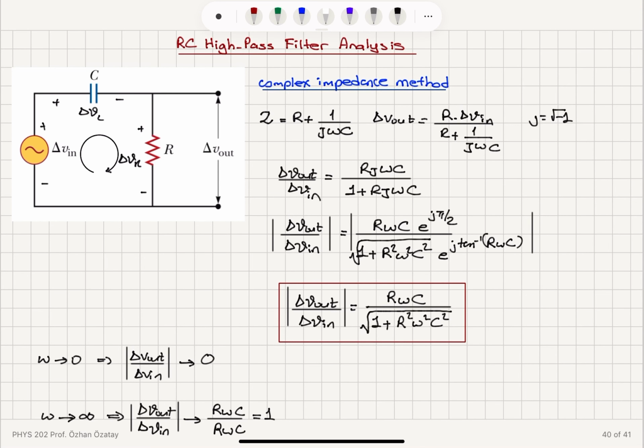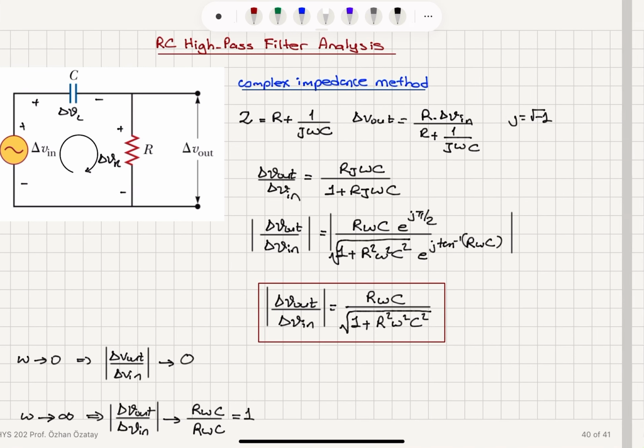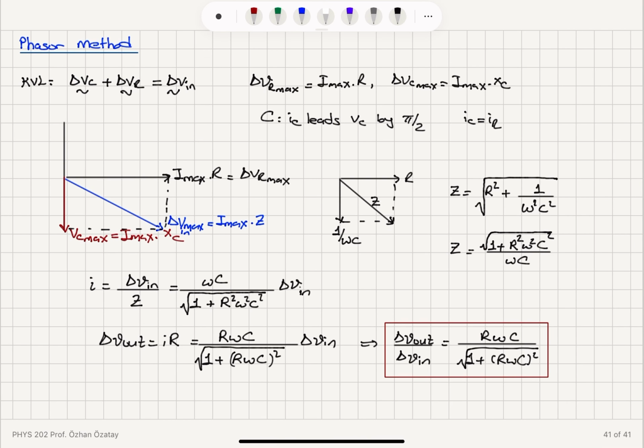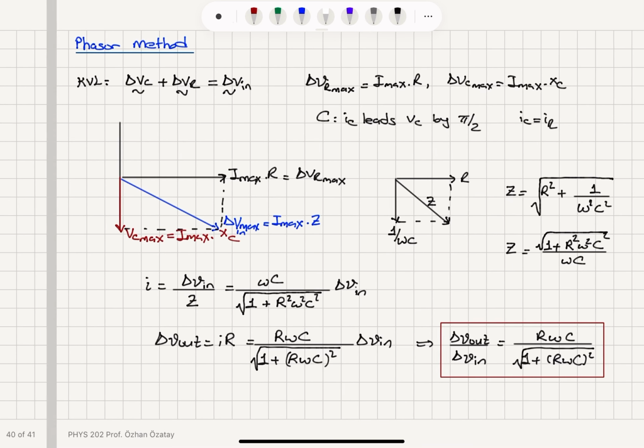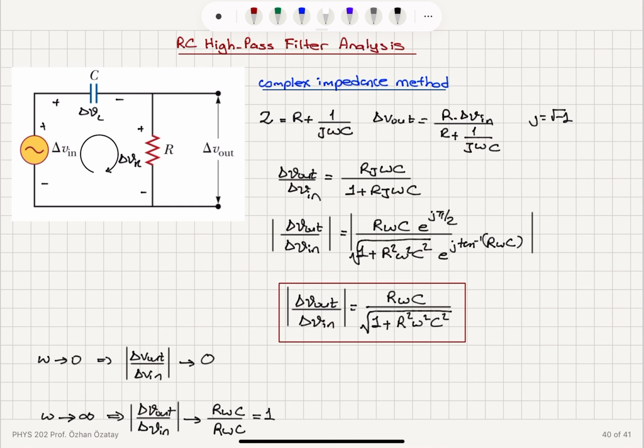So actually the complex impedance method seems to be a little bit easier because you don't have to remember these phase relationships between current and voltage for each circuit element. Instead, you have to know the complex impedances. For a resistor, it's R. For a capacitor, it's 1 over j omega C. For an inductor, it's j omega L. So we can work with that. And finally, take the magnitude of the ratio of output and input to get the transfer function.